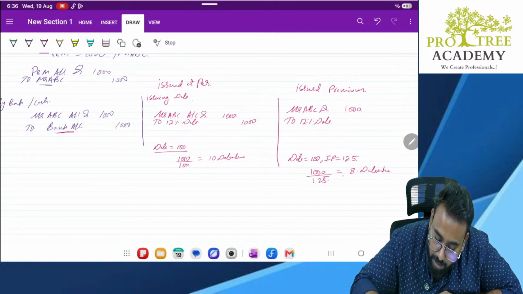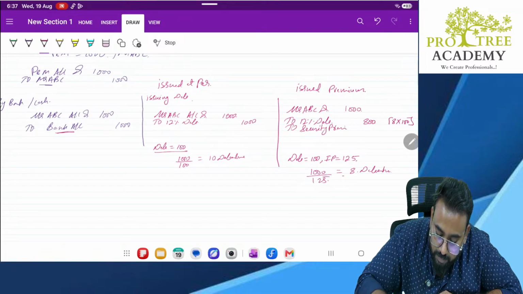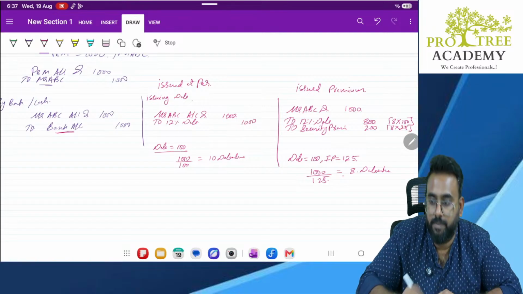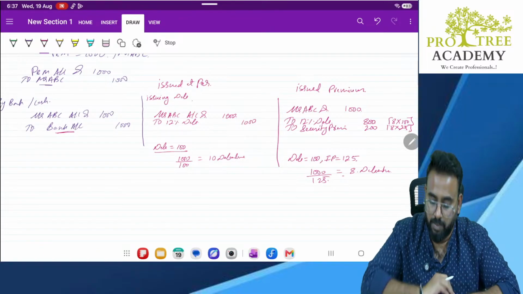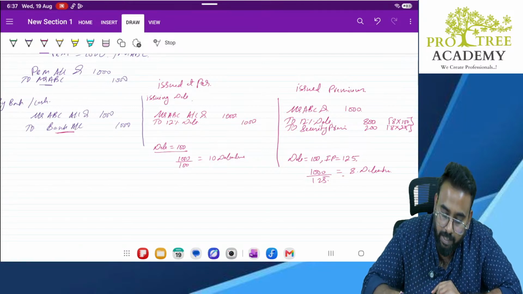Now, to 12% debentures, only the nominal value should go to the debentures account. So what is the nominal value? 8 into 100, that is 800. The balance will go to securities premium, 8 into 25. Correct? Yes. So that is our securities premium. Clear? If we are issuing it at premium.